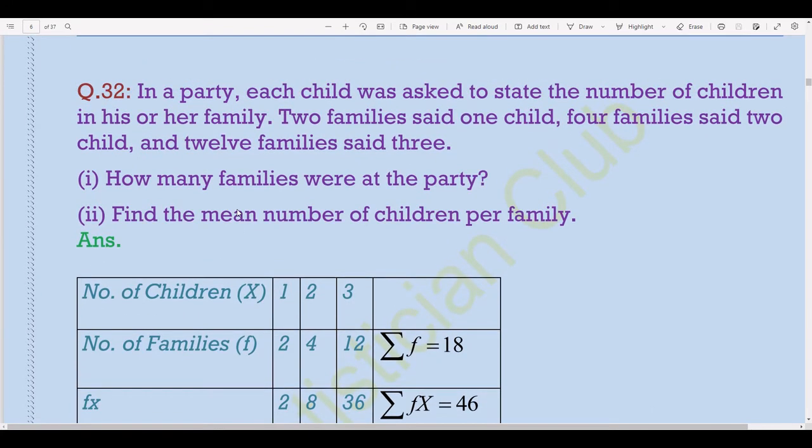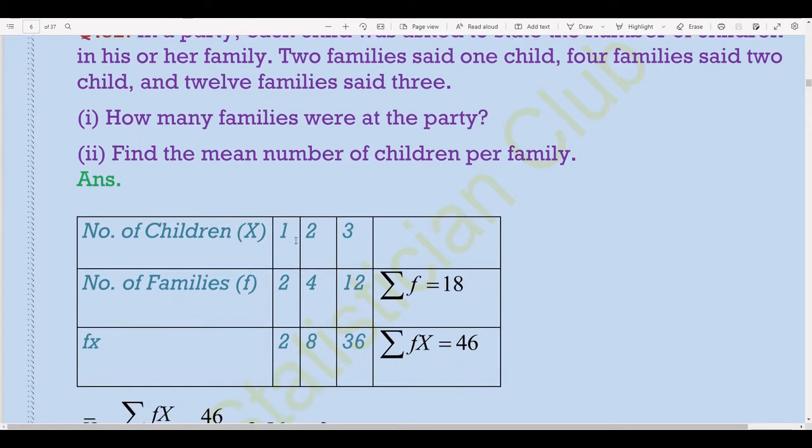Question number 32. In a party, each child was asked to state the number of children in his or her family. 2 families said 1 child. 4 families said 2 children. 12 families said 3 children. Our first task is, how many families were at the party? Then find the mean number of children per family.